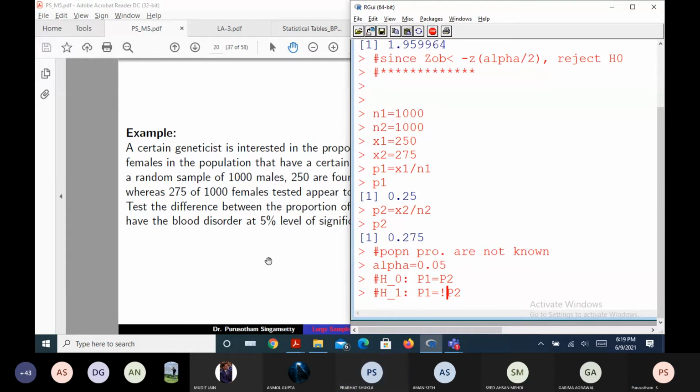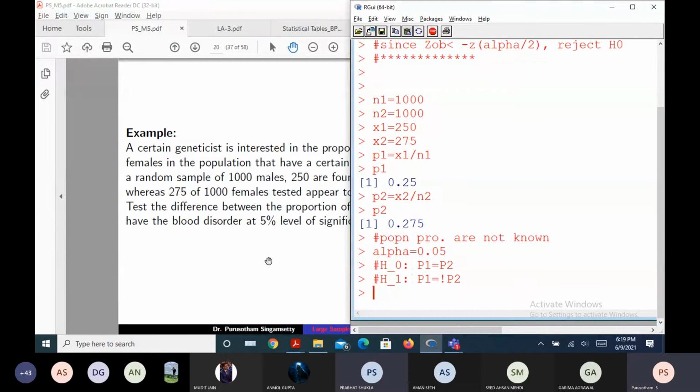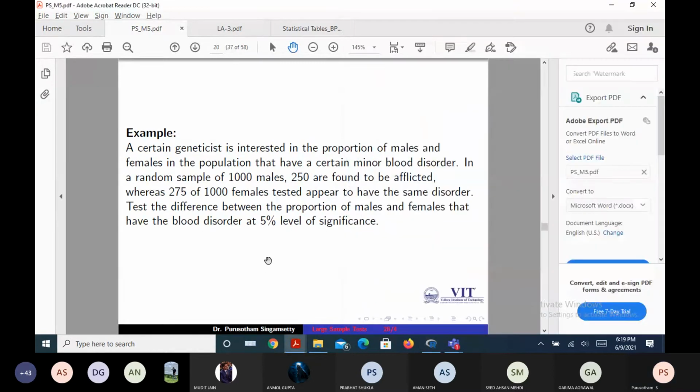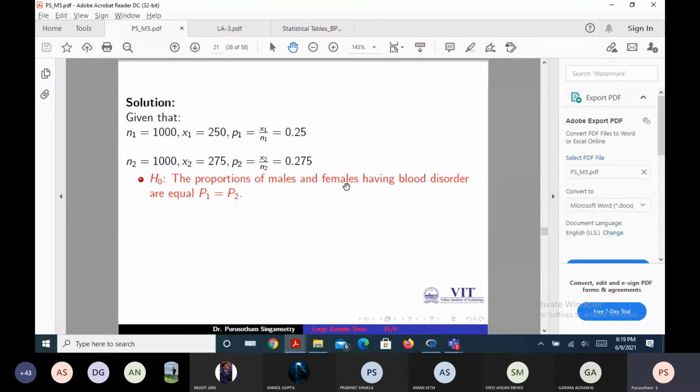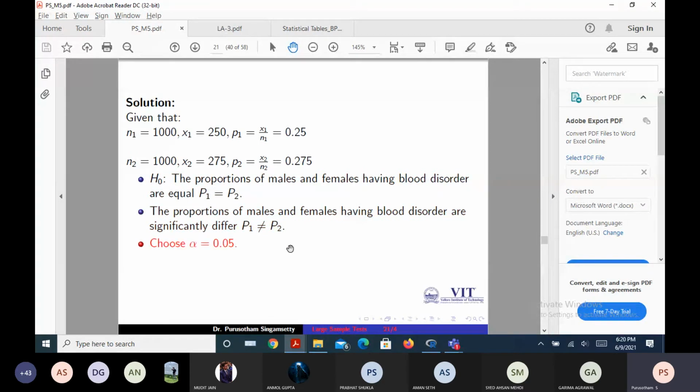Yes, sir. So alpha is considered, H0 and H1 are written, and as it is a two-tailed alternative hypothesis, the critical region is as follows. H1 we stated as P1 not equal to P2. We have chosen alpha as 0.05, and the region of rejection is Z less than minus Z alpha by 2 or Z greater than Z alpha by 2. This value doesn't change again.